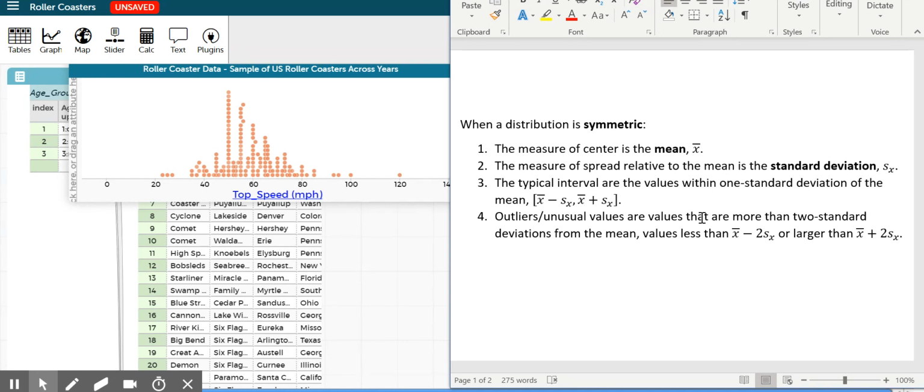And so if I go one standard deviation below the mean and one standard deviation above the mean, that's what this interval here is defining, then I get all values within one standard deviation of the mean. So that is our typical interval. That's how we're going to define it when we use the mean and standard deviation. And then finally, outliers or unusual values are values that are more than 2 standard deviations from the mean. So either values less than x bar minus 2 times standard deviation of x, or larger than x bar plus 2 times standard deviation of x.